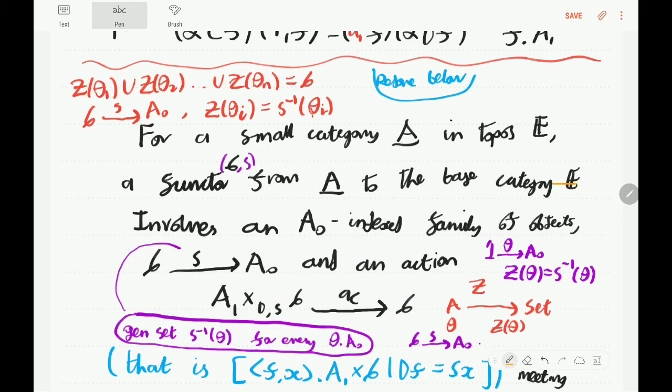But we want to now generalize this beyond thinking about sets. So for us now, this kind of functor, at least the objects going on it, is represented by this arrow S from zeta to A naught. And like I say here, we can think of this as a kind of generalized set, S to the minus 1 of theta, for every theta in A naught. And as well as this, we have an action.